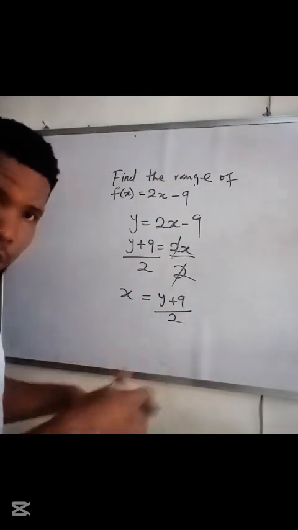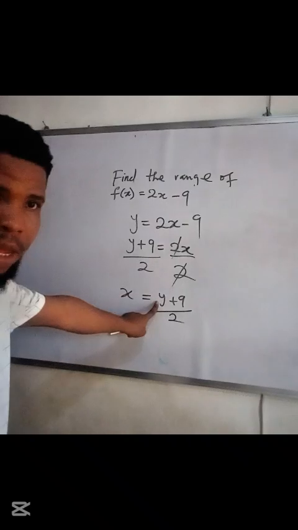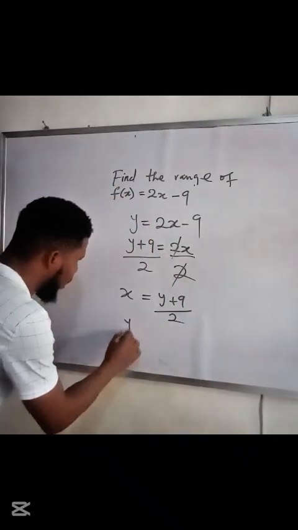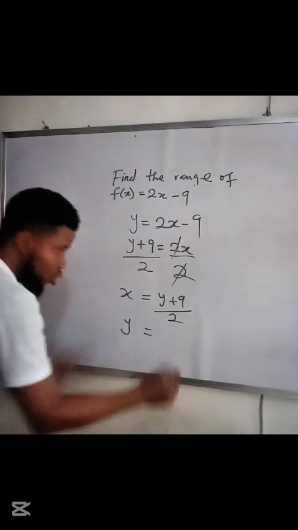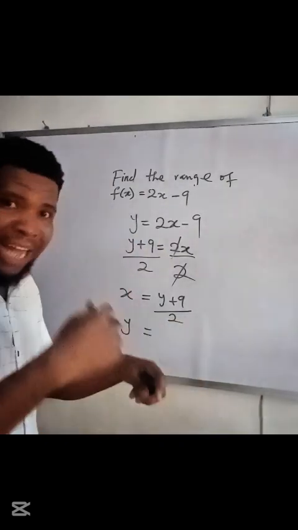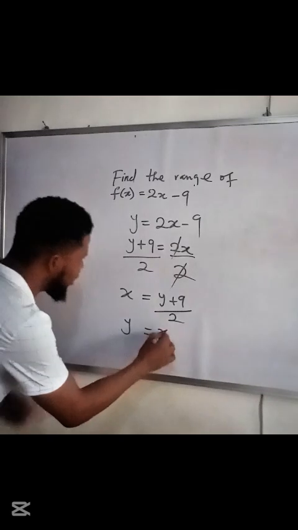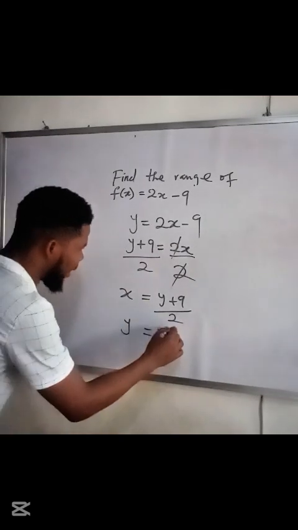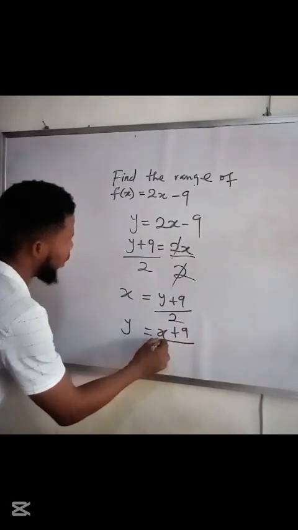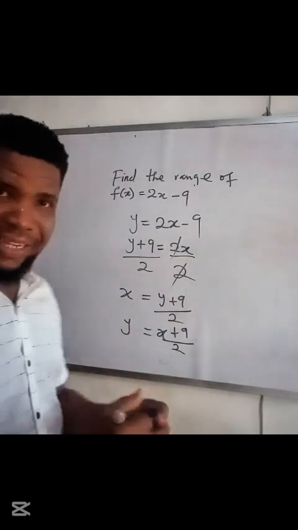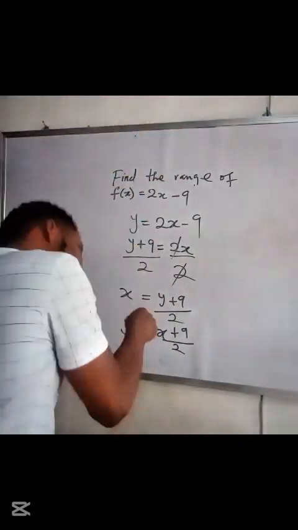And because it's a function, you know what to do now. You don't need to leave y here. You have to return it back to s because it's a function. So you just reverse it. When you reverse it, you take the letters: this y return it to s, this s return it to y. So that's s plus 9 over 2. So you reverse it, then you now find the domain of this reverse.